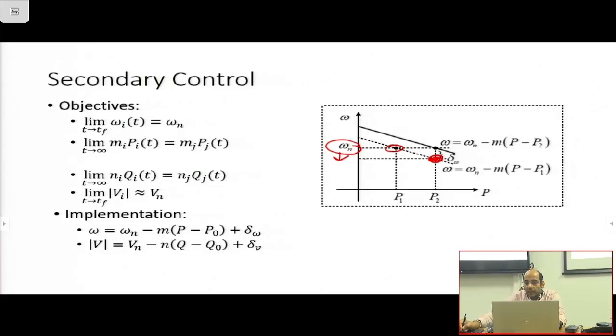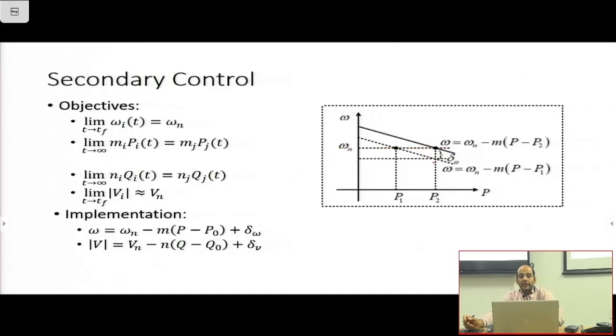So what we do is add a correction term, as shown here. We add a correction term delta omega and we shift this characteristic upwards, so that at this new power P2, we are again able to operate at the nominal frequency. And this shifting has to be done in such a way that the relative equal power sharing that you have achieved is not lost.